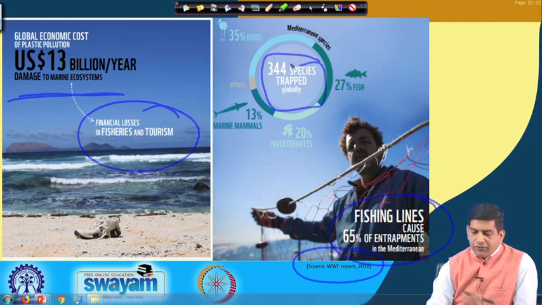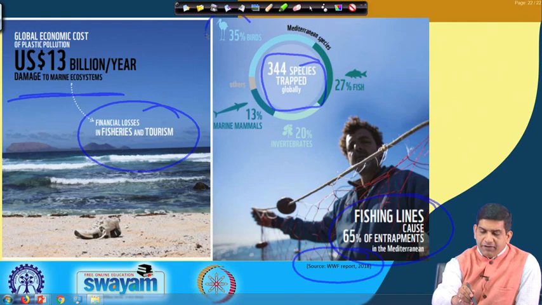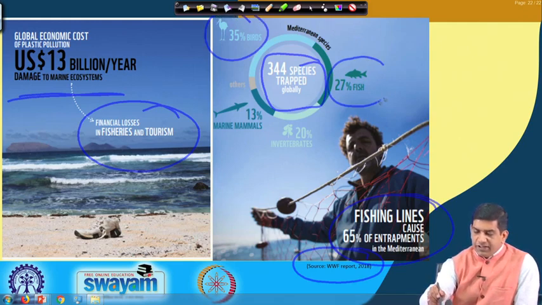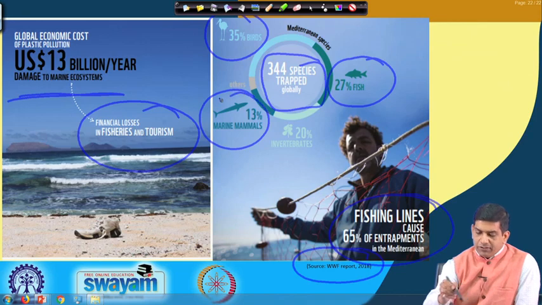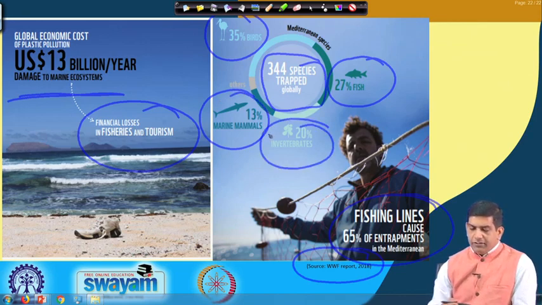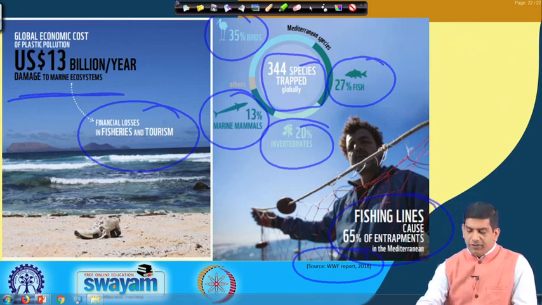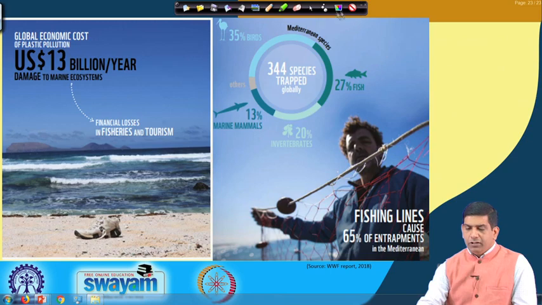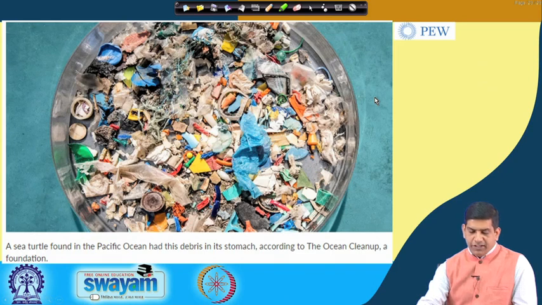344 species are trapped globally, of which 35% are birds, 27% fish, 13% marine mammals, 20% invertebrates, and the rest are others, as provided there. So it's affecting all the different types of species: birds, fish, mammals, invertebrates, and the fishing line is causing 65% of entrapment in the Mediterranean. So a lot of impact from plastic pollution in the sea.